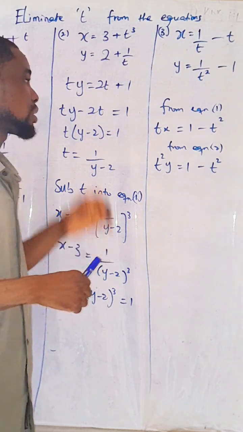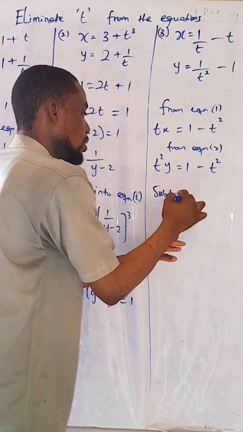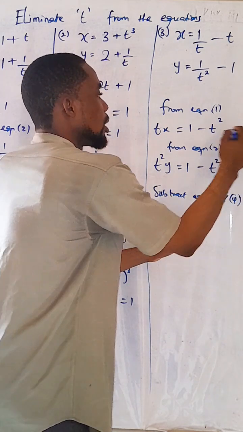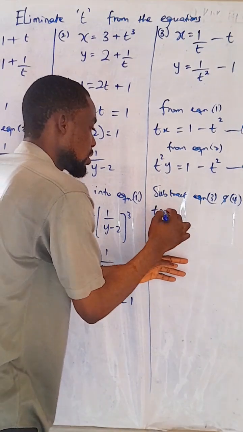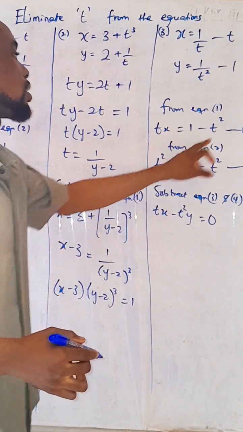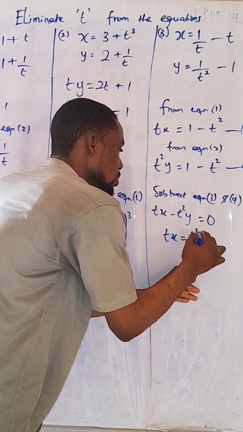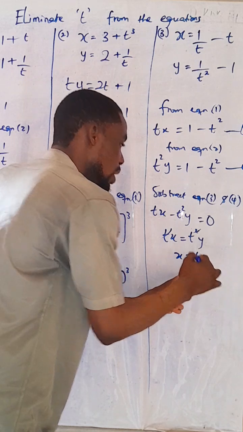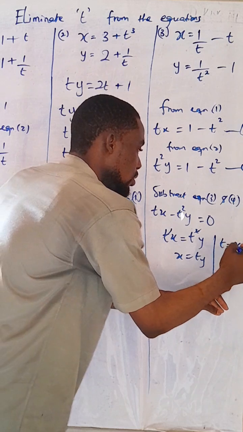So to eliminate t is as simple as saying from this equation and this equation, subtract, let's say equation 3 and 4. So this is my 3, this is my 4. How do we go about it? That's tx minus t squared y equals 0, because this cancels out, this cancels out. At this point, I can say tx equals t squared y. So t goes out, x equals ty. t is still in the equation. So from here, I can say t equals x over y.